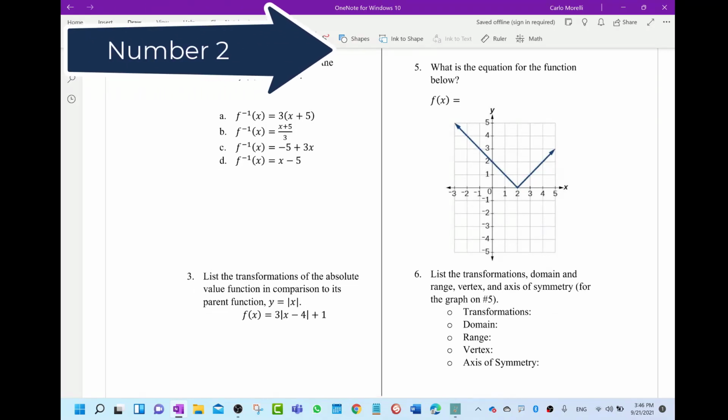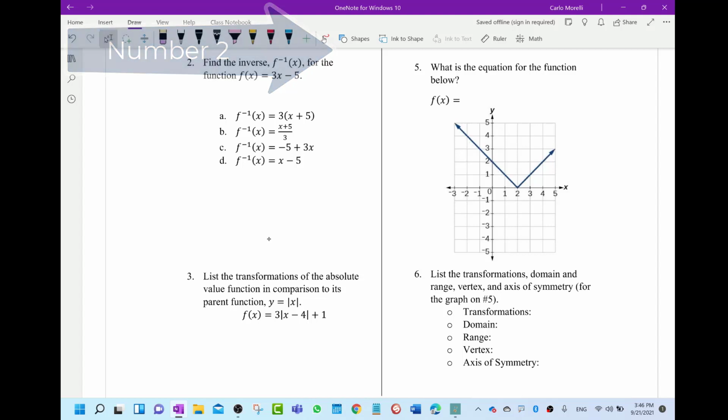And here we are in number 2, find the inverse. We're finding the inverse, and here's the given function. So the given function is f of x equals 3x minus 5. So what you want to do is just cancel out that f of x and rewrite it as y equals 3x minus 5. Okay, now we're going to move down here. And what I'm going to do now is swap the positions of the x and the y. So instead of y equals 3x minus 5, I'm going to write x equals 3y minus 5.